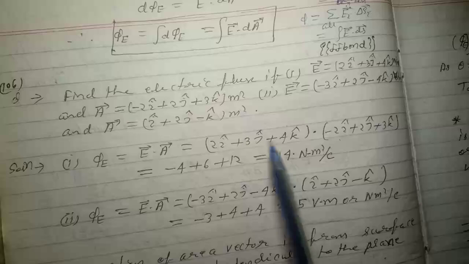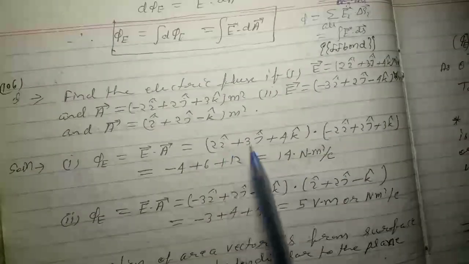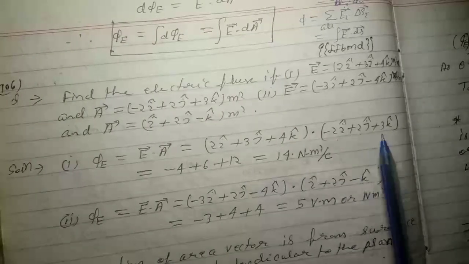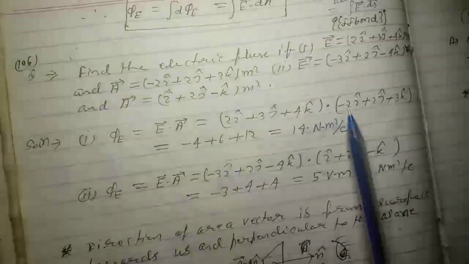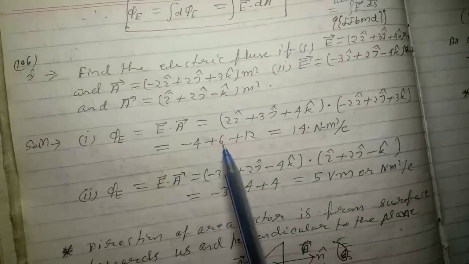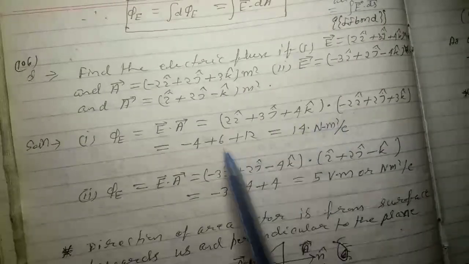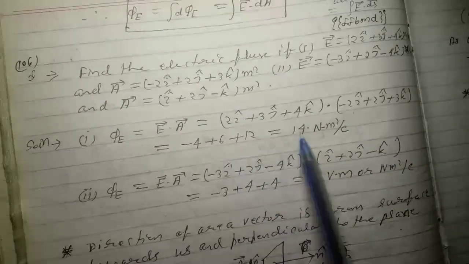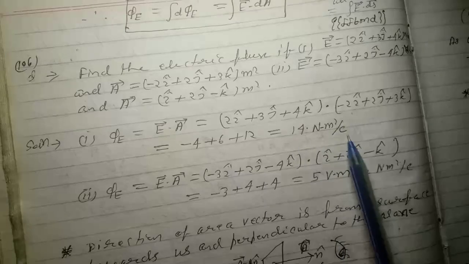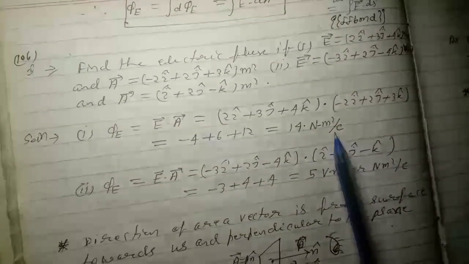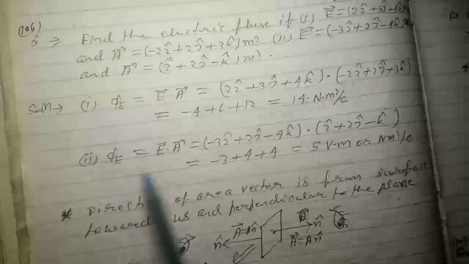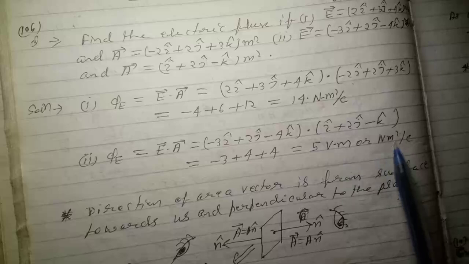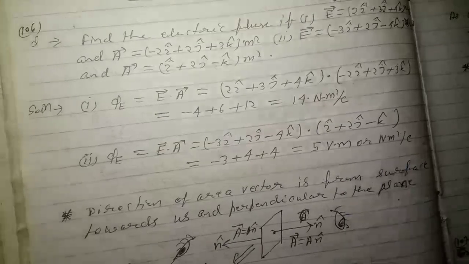So we can take the dot product of these two vectors: 2 i cap plus 3 j cap plus 4 k cap dot minus 2 i cap plus 2 j cap plus 3 k cap. So 2 into minus 2 will be minus 4, and 3 into 2 is 6, and 4 into 3 is 12. After calculating, we get 14 Newton meter square per coulomb, the flux of this area. And again in the second case, taking the dot product, we get 5 volt per meter or Newton meter square per coulomb.